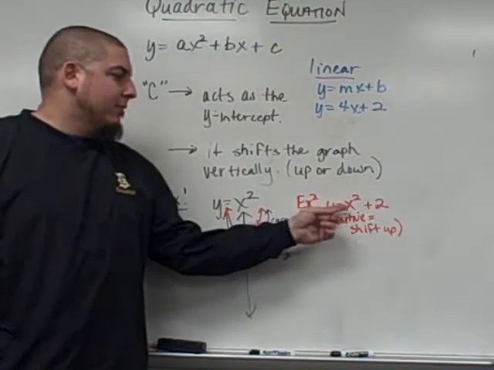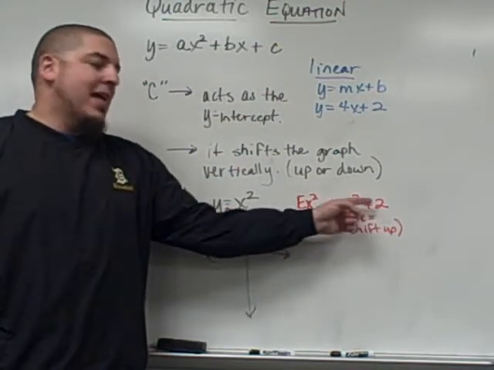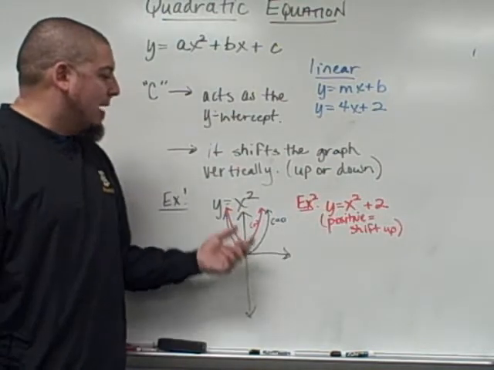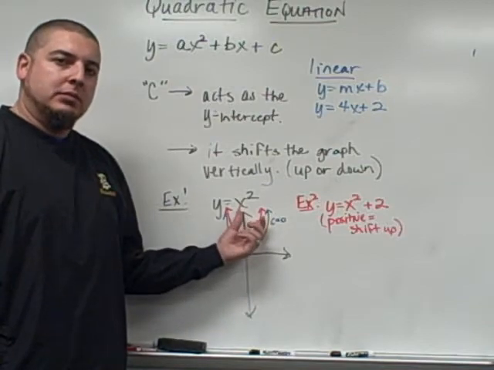So here now I have y equals ax squared plus c, and that c value is a positive 2, so it's going to take my original equation and move it up 2 units.